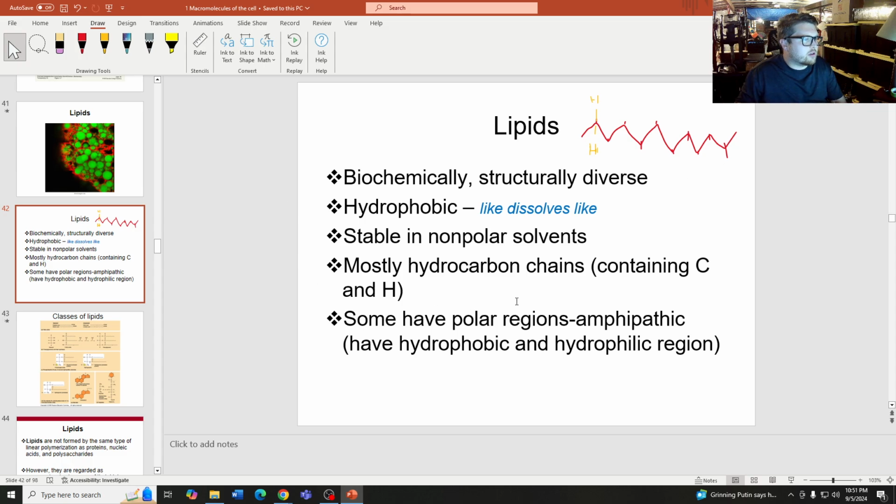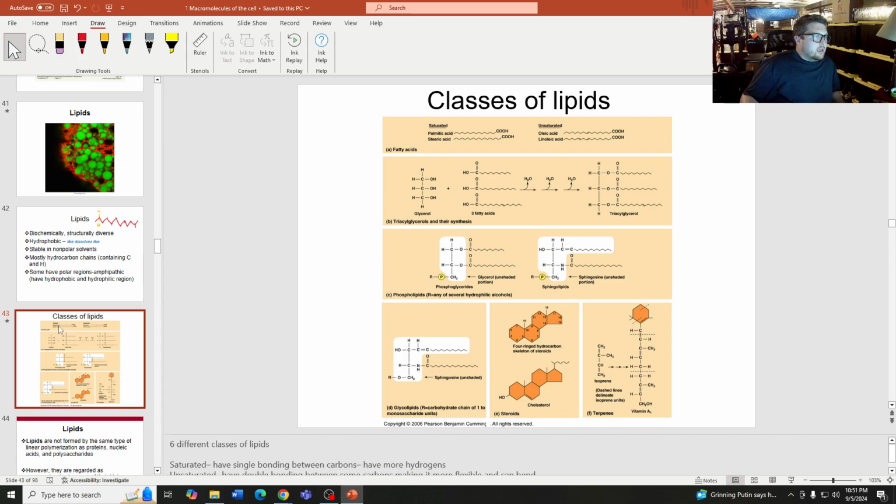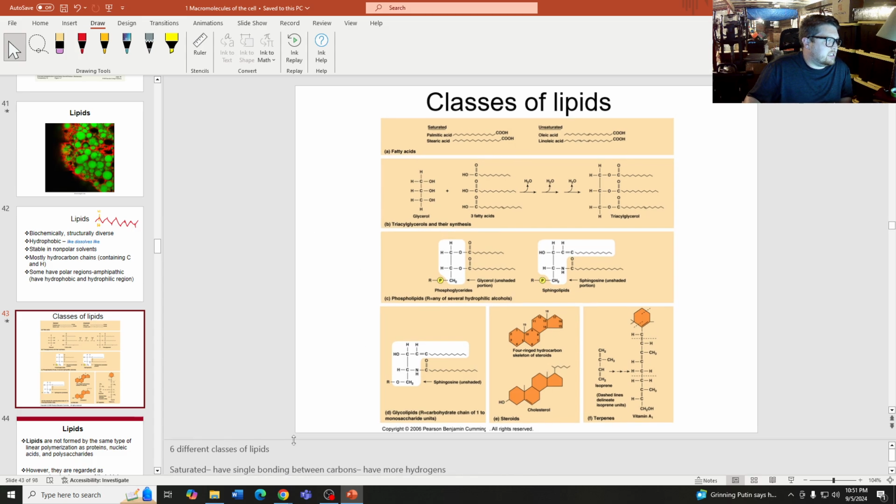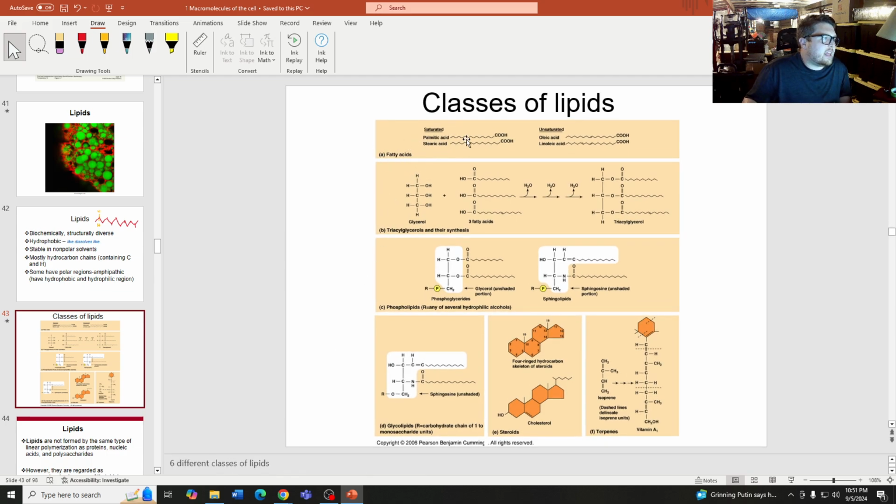Some have polar regions, amphipathic, which means they have a hydrophobic and a hydrophilic part. So part of it is hydrophobic, part of it is hydrophilic. So it has those properties of both. Looking at classes of lipids, we're going to look at these different kinds. So we have fatty acids, saturated and unsaturated. When you talk about saturated versus unsaturated, you're talking about it being saturated with hydrogens.